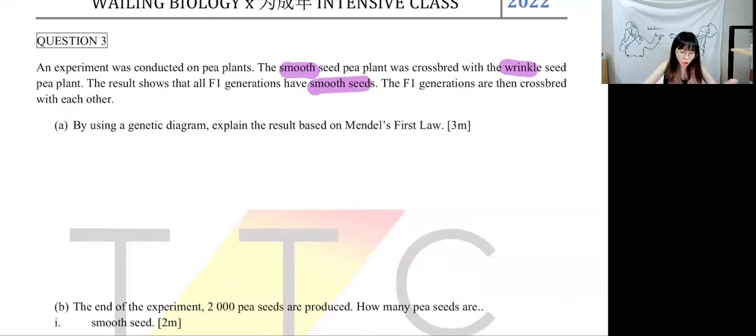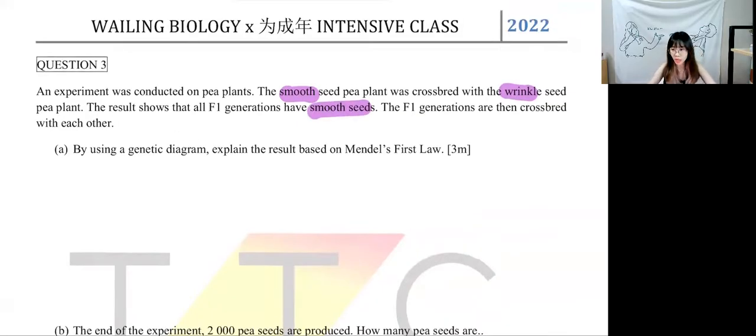Okay, all is smooth. In this case, we can use any alphabet, your choice. But as I mentioned, don't use any alphabet that's going to make yourself confused. So let's say this smooth here is big R, for example, dominant big R. This one is 2 small r. So to get a smooth seed, you need to have 1 big R, 1 small r.